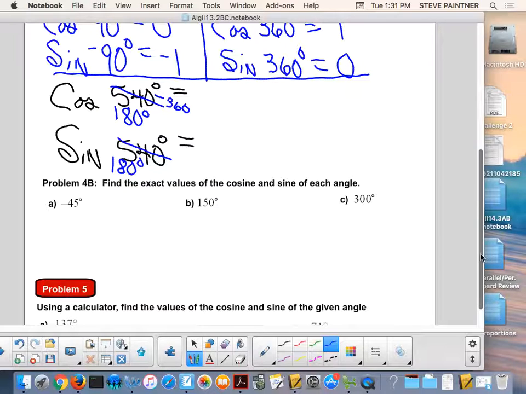Cosine of 180. What's x? Negative 1. Sine of 180. What's y? 0. Sorry you can't see it, but it is up there. Did you write them down? I hope you did.